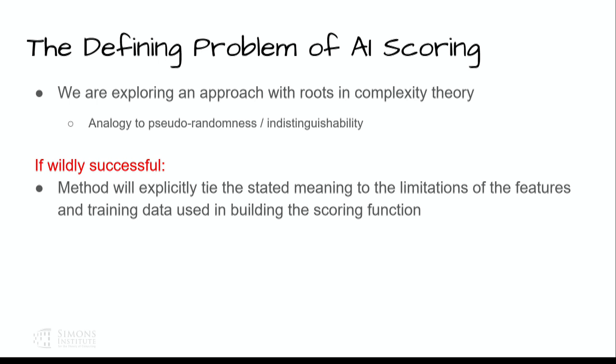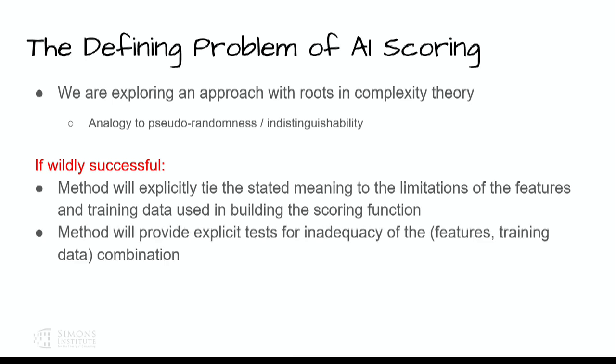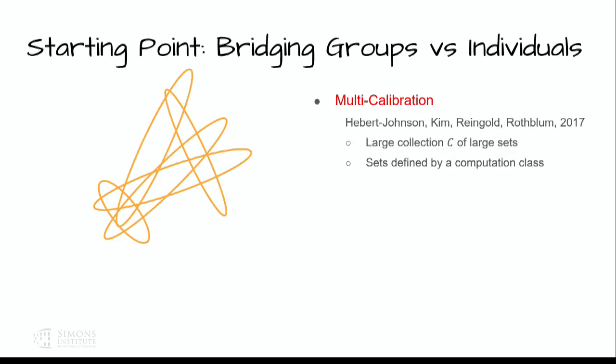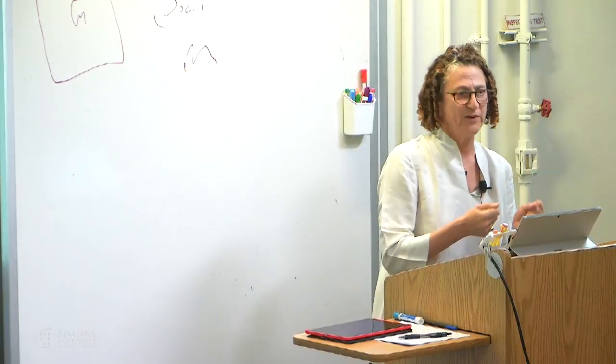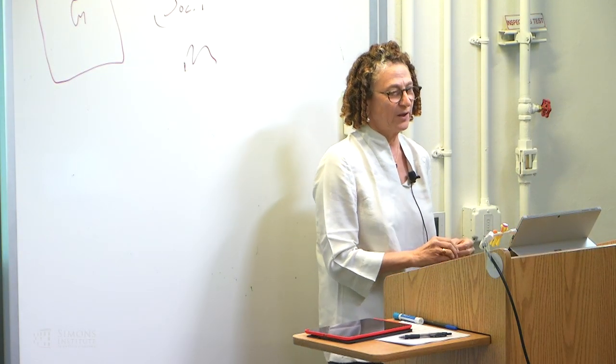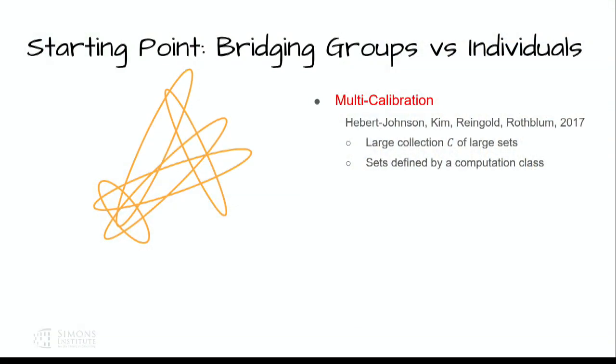So what we need to do is explicitly state this connection to the limitations of the features and the training data used in building the function. And also, it will provide some explicit tests for the inadequacy of this combination of features collected and training data. The starting point for this work was an effort to bridge the gap between group-based definitions and individual-based definitions, and it's multi-calibration, work by Hébert-Johnson, Kim, Reingold, and Rothblum. What they did was look at a very large collection of sets. Remember I said, which sets are we going to consider? They looked at a really large collection of sets.